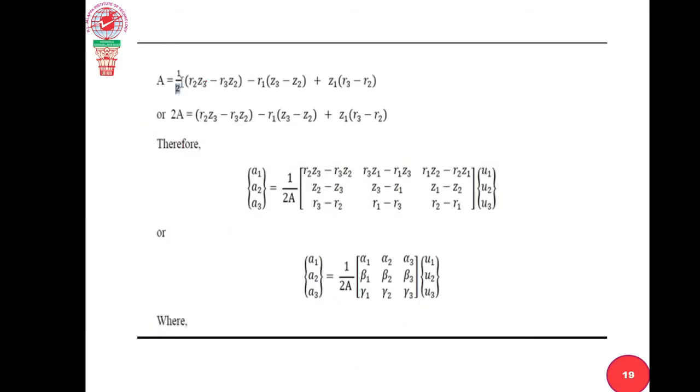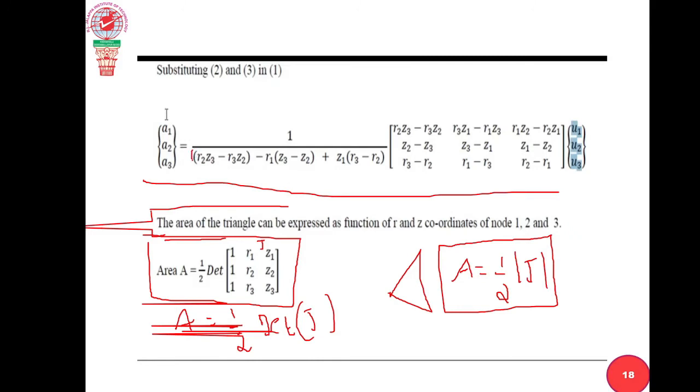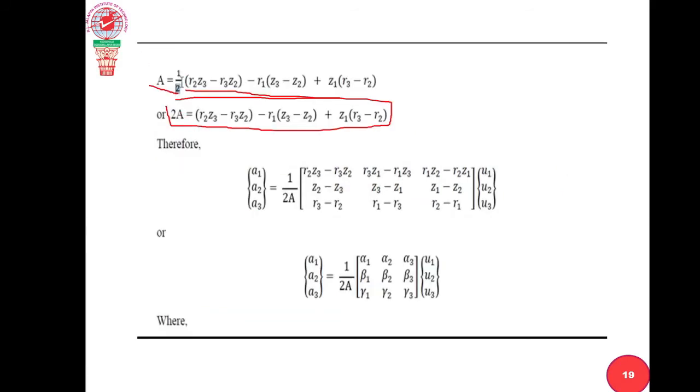Therefore, that value we need to substitute here. This 2 I will take to this side, so it becomes 2 times A is equal to this much. Now, in place of the determinant of the matrix, what can I substitute here? This value I can call 2 times A. Correct? Therefore, A1, A2, A3 is equal to 1 by 2A into the cofactor transpose matrix into the displacement matrix.